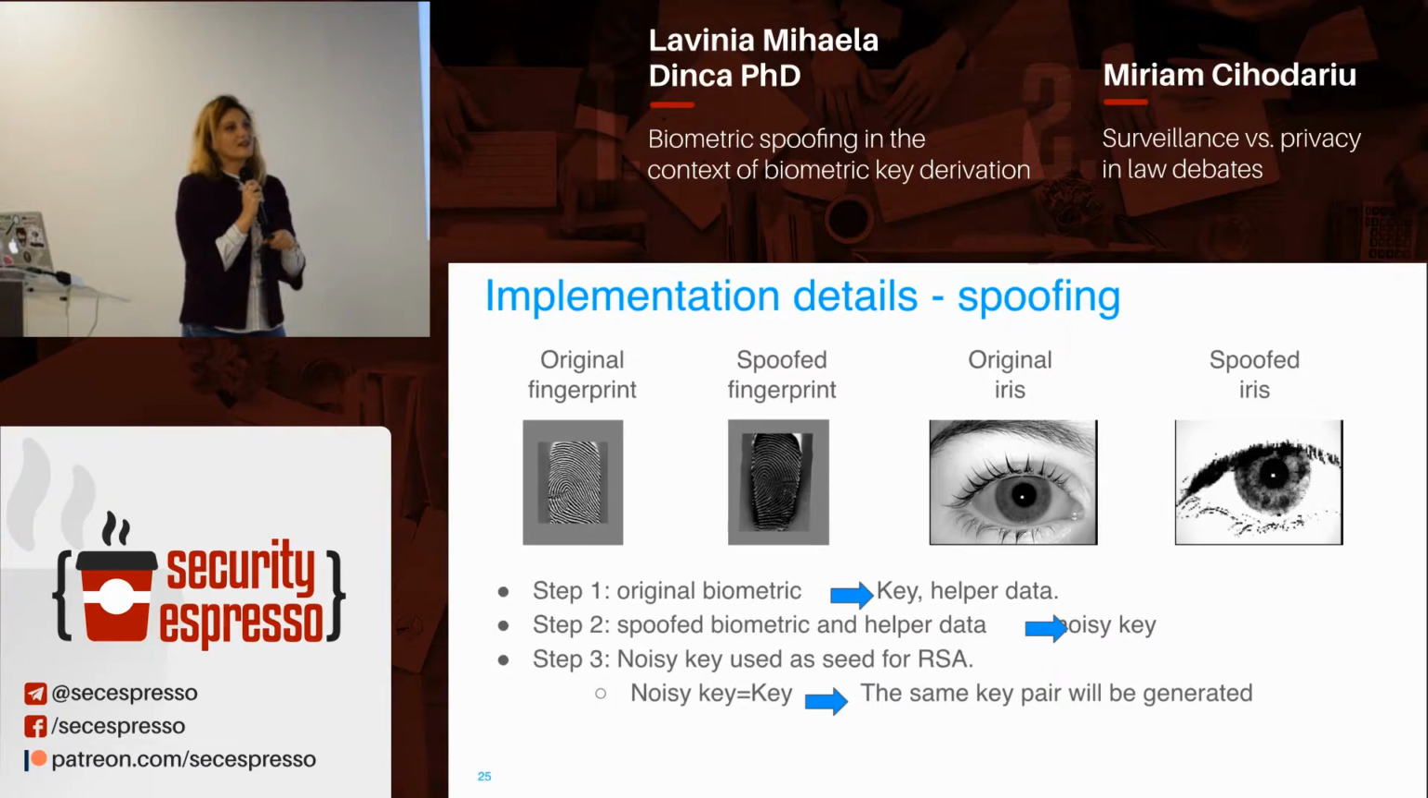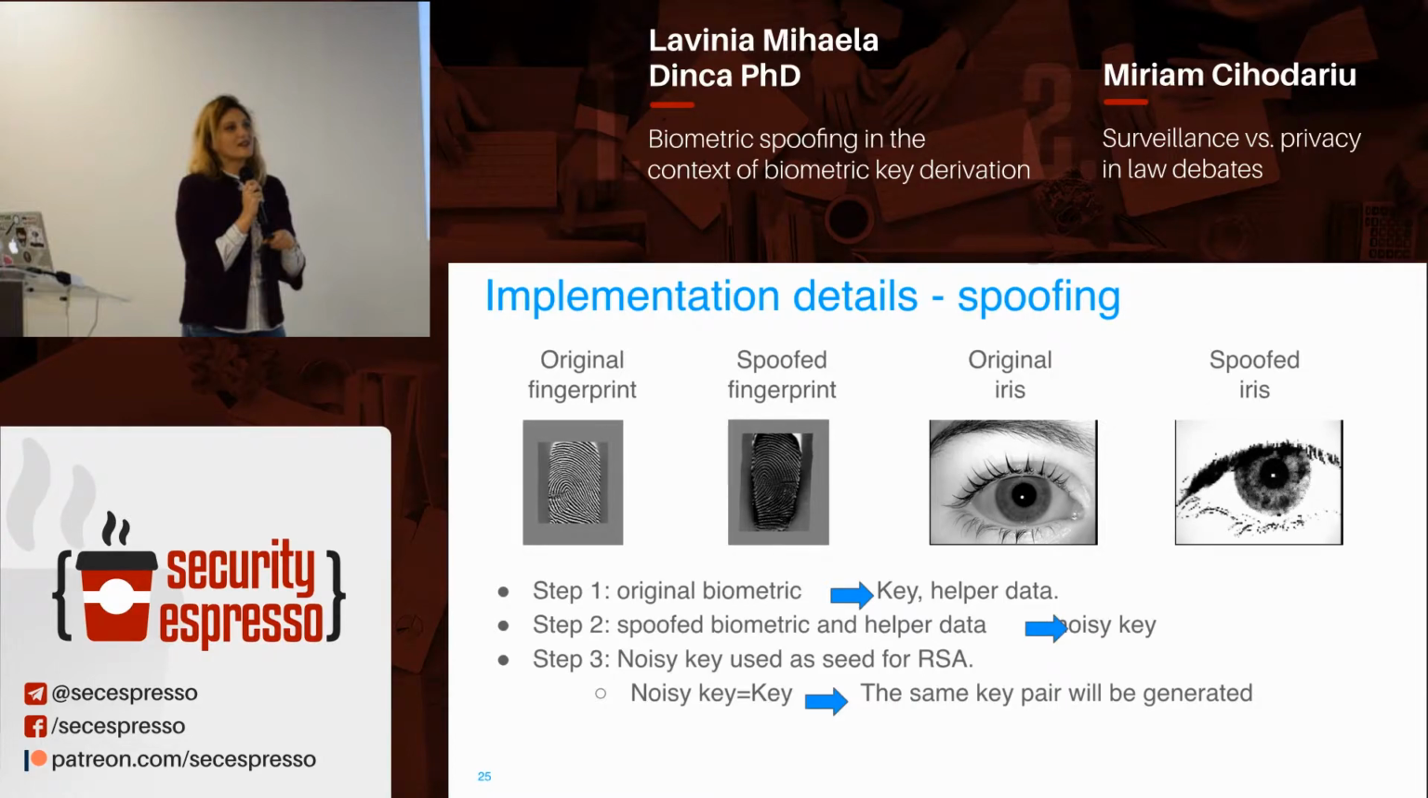So the test results. I need to define the Hamming distance. Basically, it says how different the two keys are, the noisy key compared to the original key. If the Hamming distance is 0, it means they're the same.